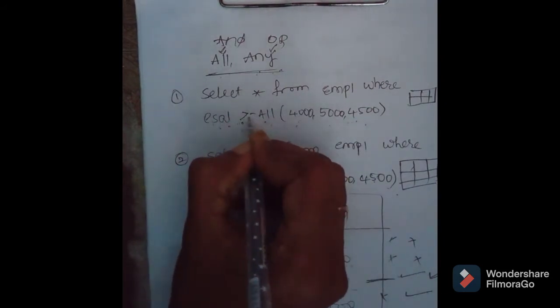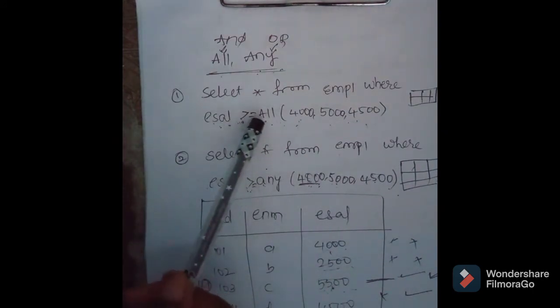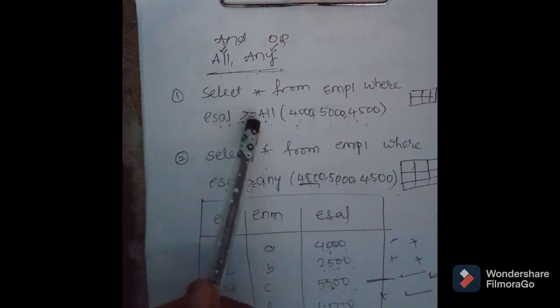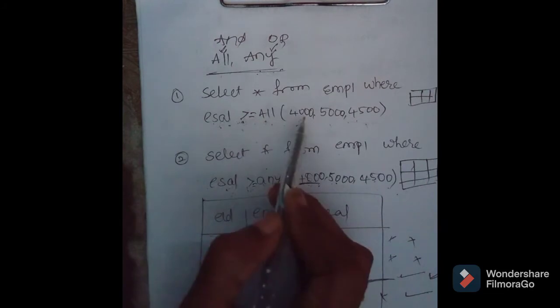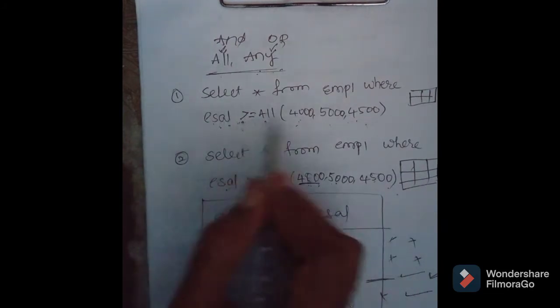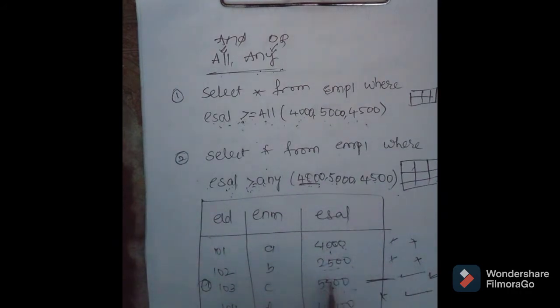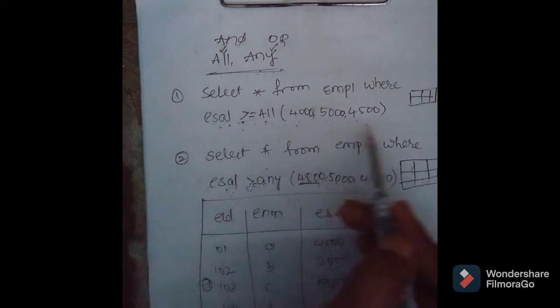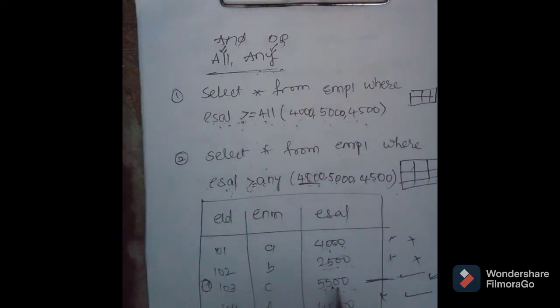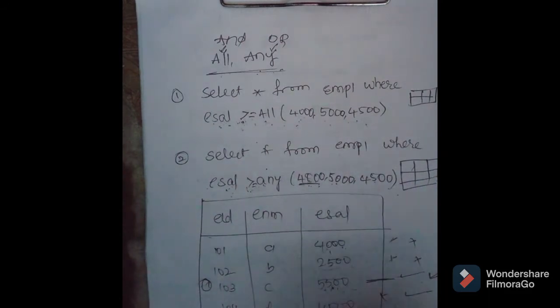If I say equals to, what happened? This value may be equal to all, the greater than or equals to any one of the values. So this 4000 is equal to 4000. 4000 is greater than 5000? No. So the condition does not work. Next 2500. 2500 is greater than or equal to all of these values? No. Next 5500. So 5500 is greater than all these values. So this row will come.